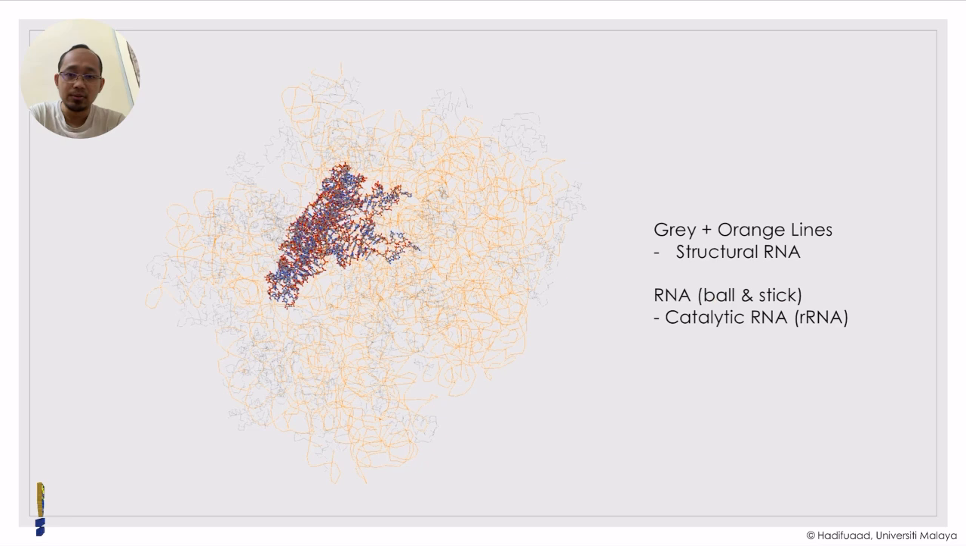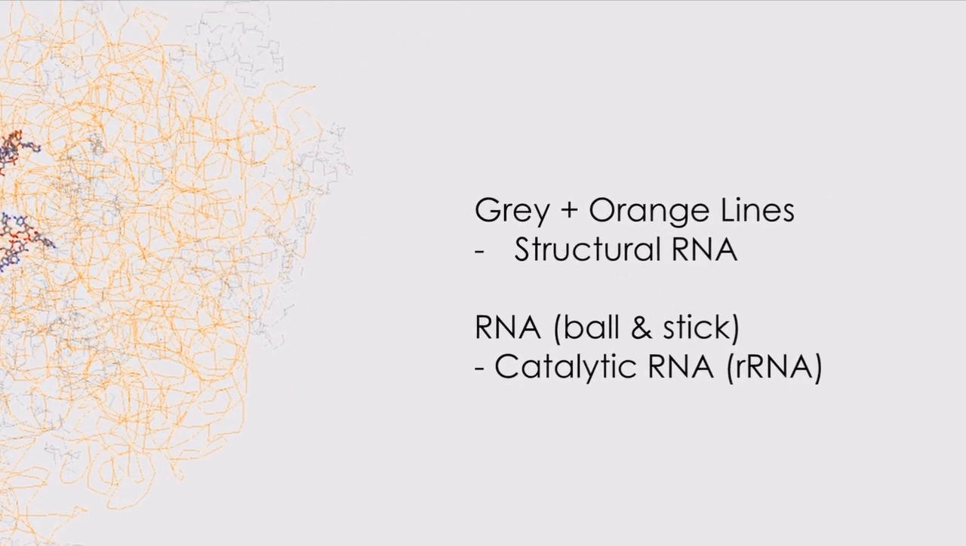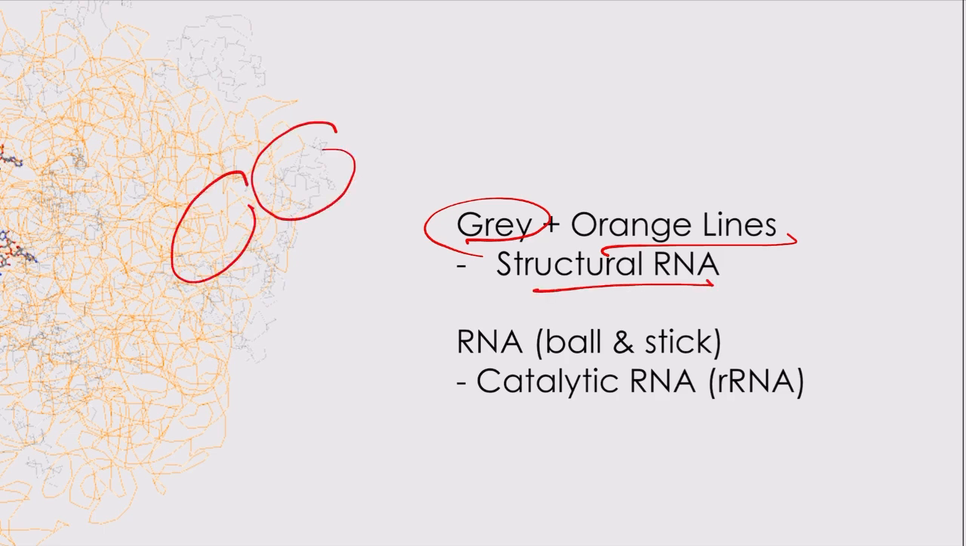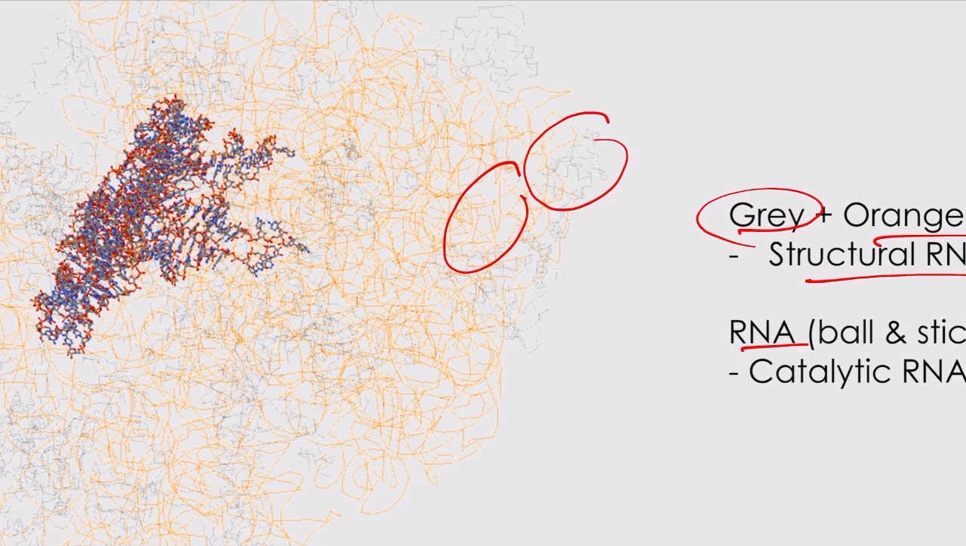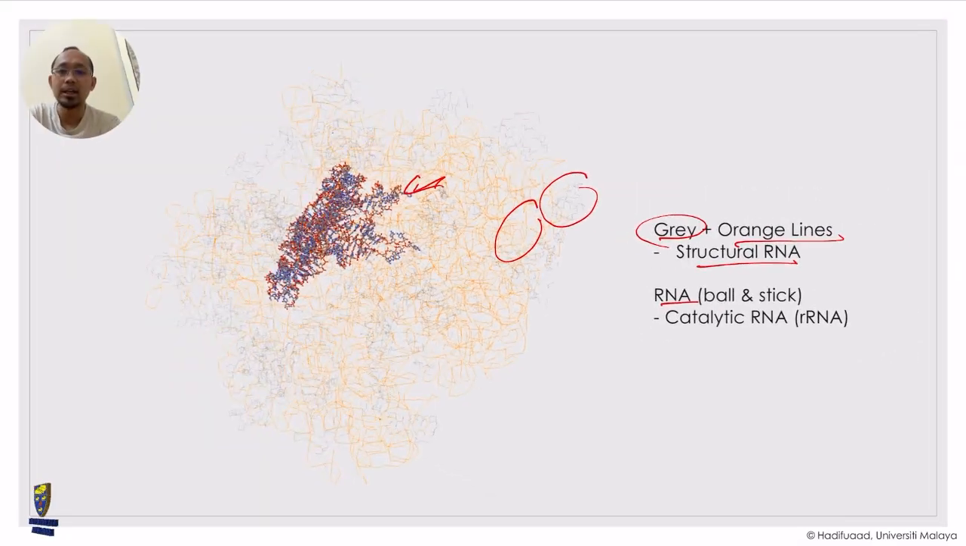So again, this is a structure of ribosomes. If you look over here, this is very, very complex, and I'm just going to the right-hand side very quickly. So the gray and orange lines are structural RNA, meaning that they are not involved in the reaction per se or in the catalytic activity, but rather make sure that the ribosome stays as a ribosome, while the RNA in ball and sticks over here is the catalytic RNA, the rRNA.